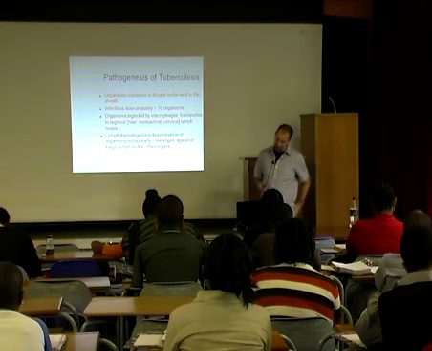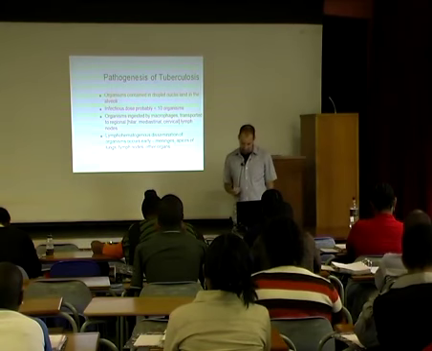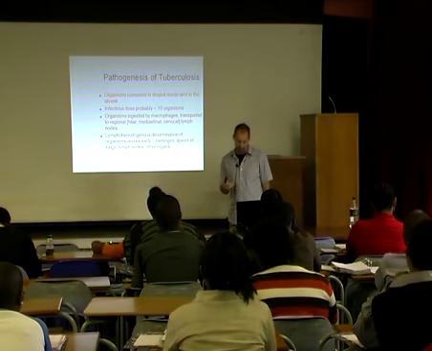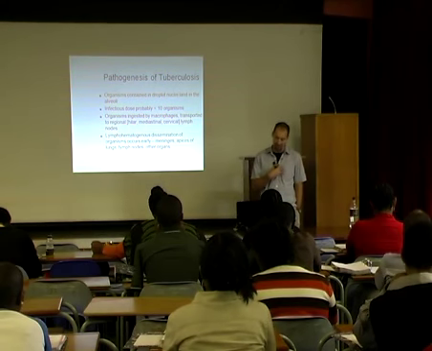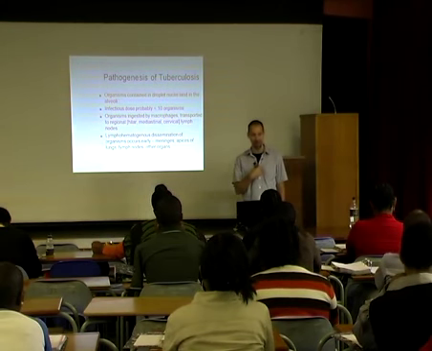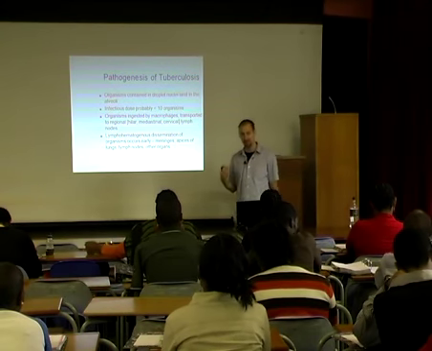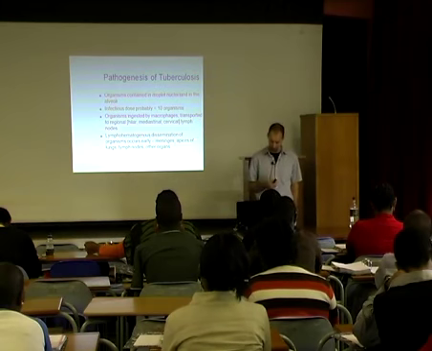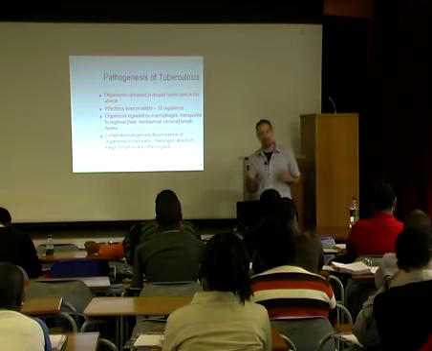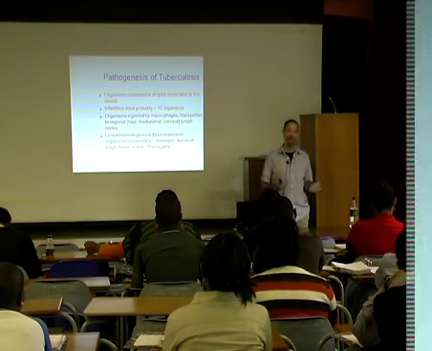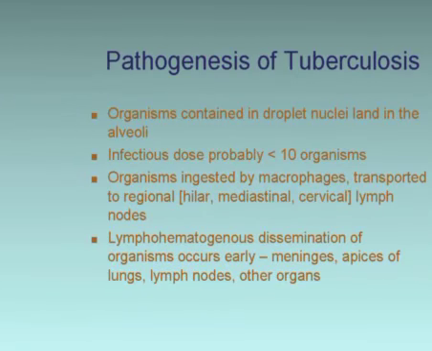Organisms ingested by the macrophages, these parts of the immune system, are transported to regional hilar, which are in the chest, mediastinal, also in the chest, and cervical, up in the neck, lymph nodes, which are part of the immune system. And then it has two options. It can either stay there in the lymph nodes, where your body can contain it, or it can spread. It can spread locally within the lymph nodes, or it can get into the bloodstream and spread anywhere in the body.